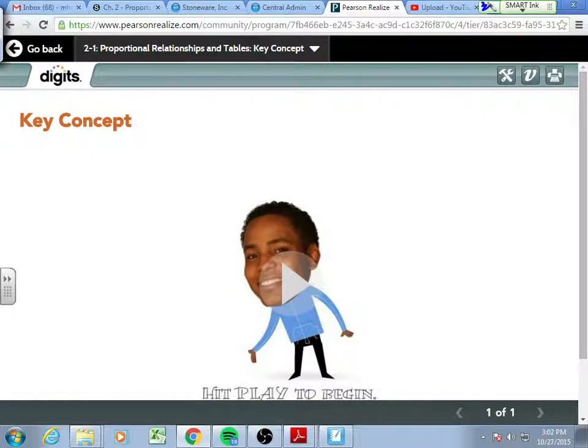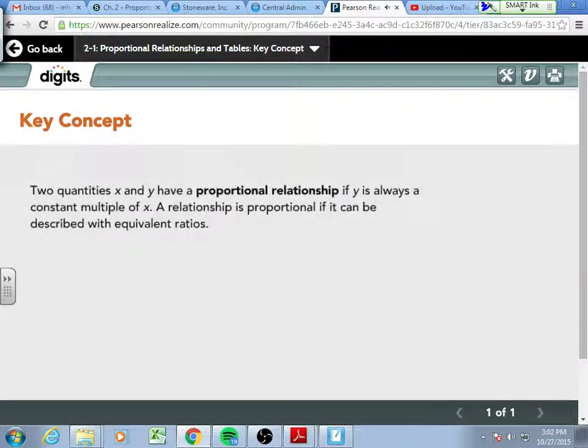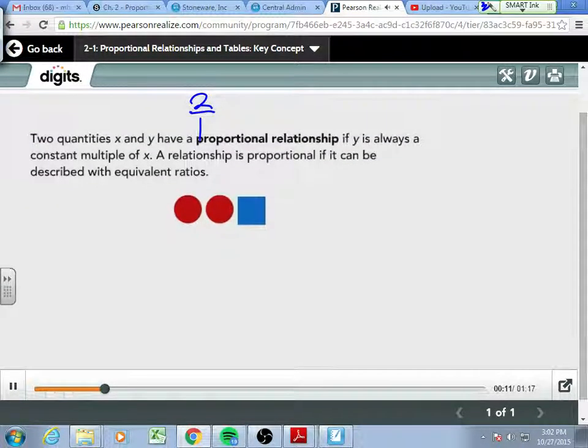So our key concept here, so you can visualize it. If we have two start quantities, circles and squares, and have a proportional relationship, the relationship is always a 2 to 1. A relationship is proportional if it can be described with equivalent ratios. When there are 2 circles, there is 1 square. The ratio of circles to squares is 2 to 1. Because if I double my circles, I need to double my squares. When there are 4 circles, that would be equal to 4 to 2.